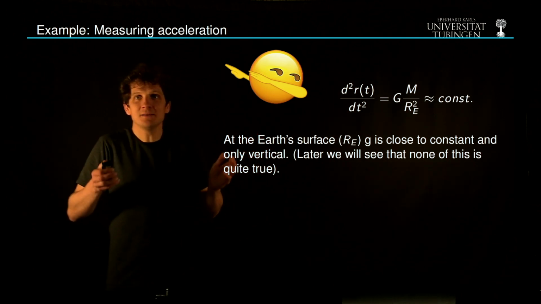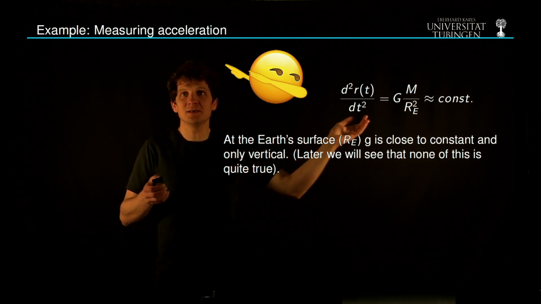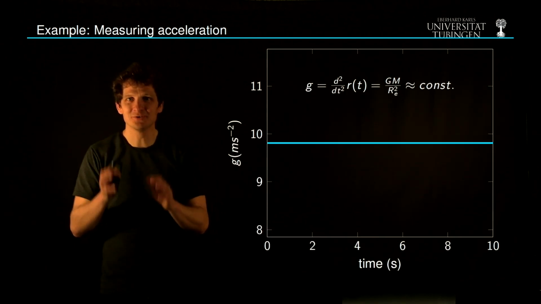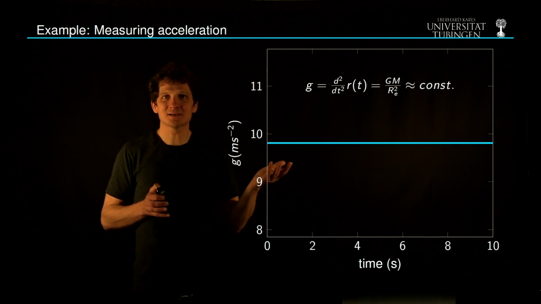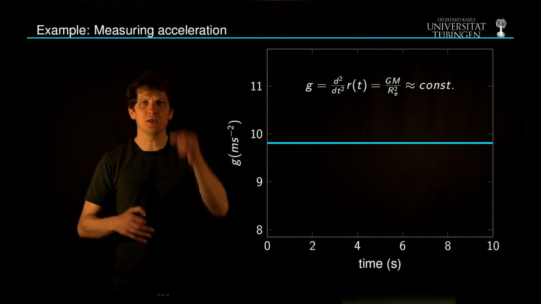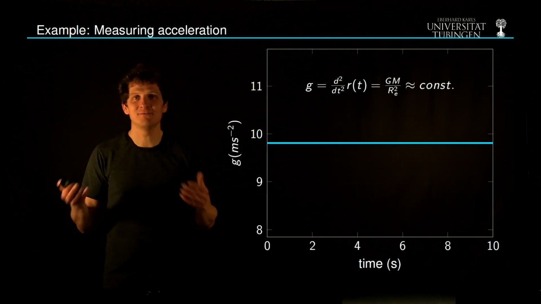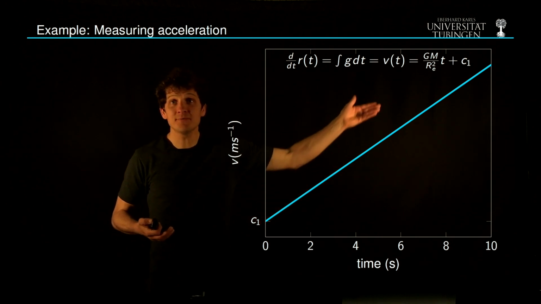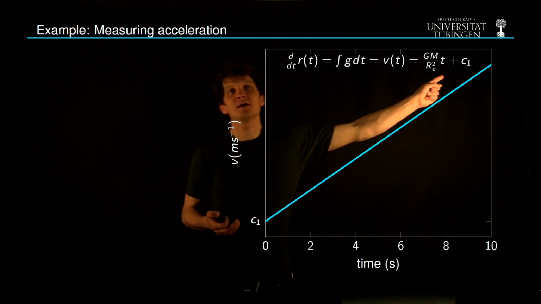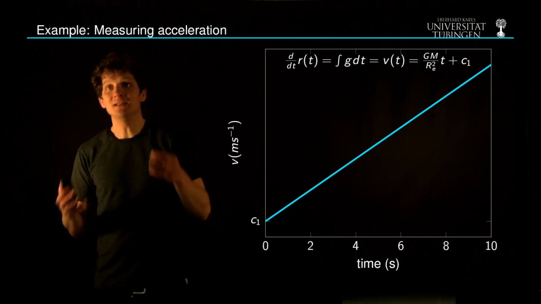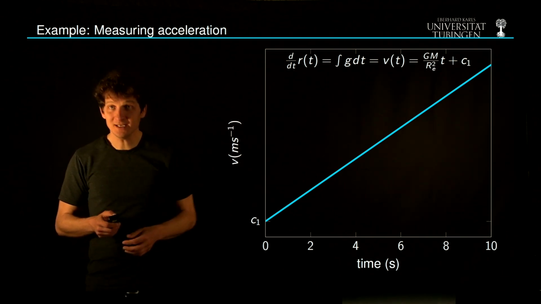Okay, and given that the acceleration is now constant, the problem is much easier to solve. If the acceleration is constant over time, then I can derive the induced velocity change via integration. The velocity will be a linear function of time. We do get an integration constant c1, which is set by the initial velocity of our test mass.